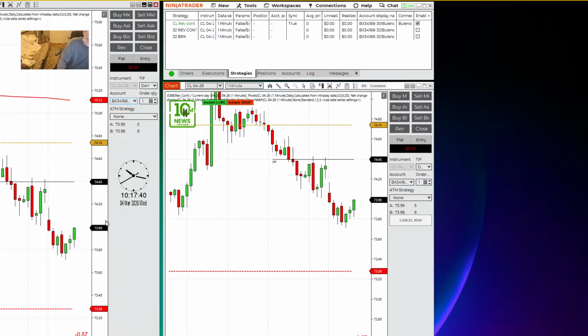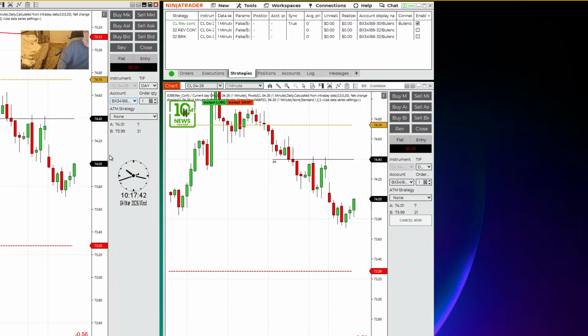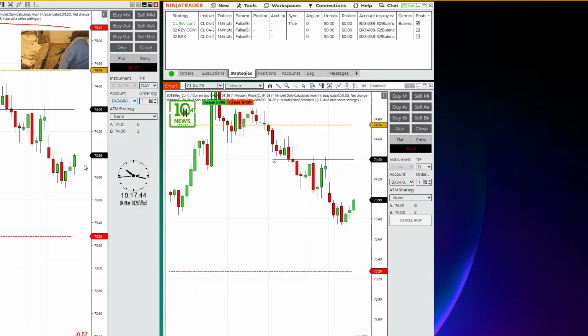Okay, so we have our breakout. You could set up a magnet trade for oil too.